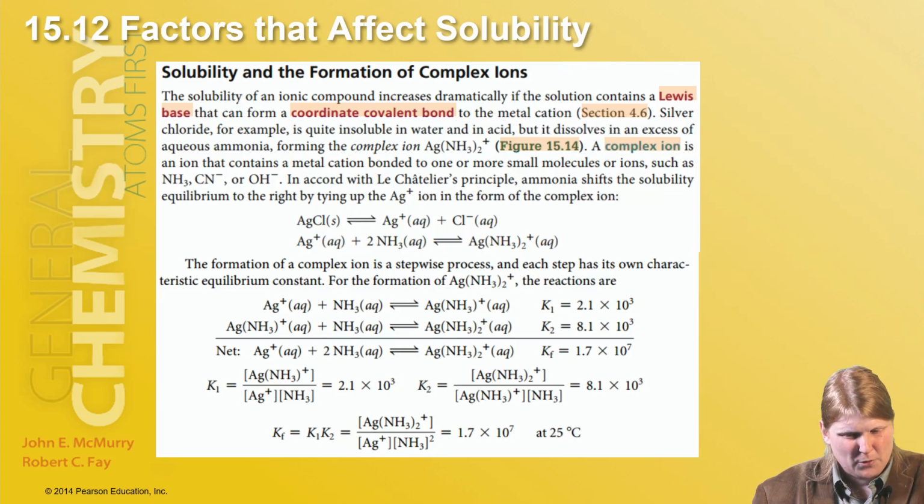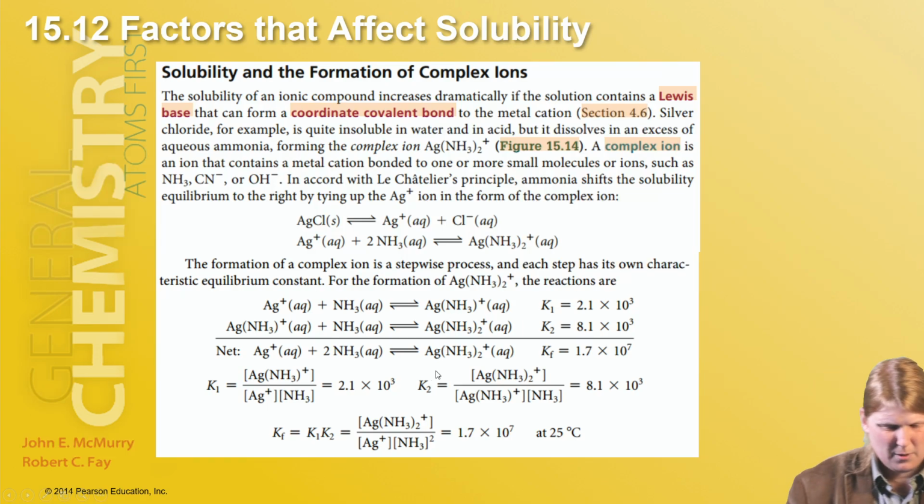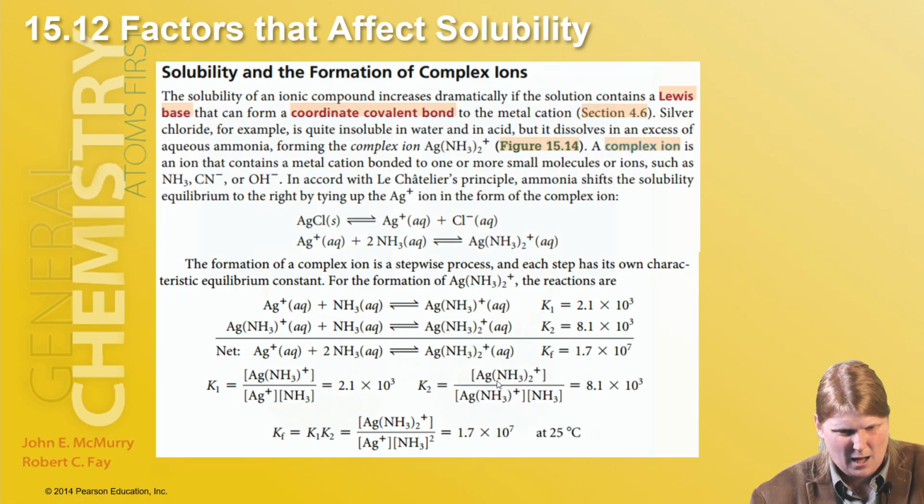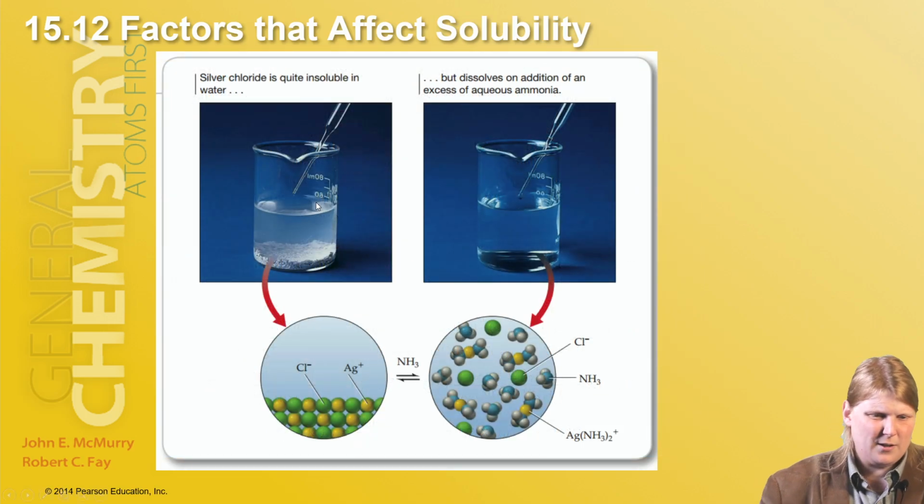So you can see the multiple equilibria that are going on, and they call this last one a KF. Now KF is the K of formation of the complex, so keep that in mind as well. And it's highly favored from the addition of these two processes. And since this is highly favored, we could couple this with the less favored dissolution and drive them all to completion. But here they just show them as the two steps forming the KF. Silver chloride is quite insoluble in water, but dissolves upon addition of excess aqueous ammonia.